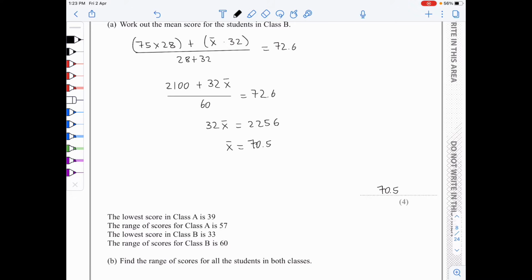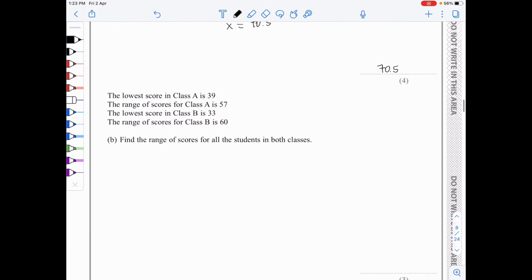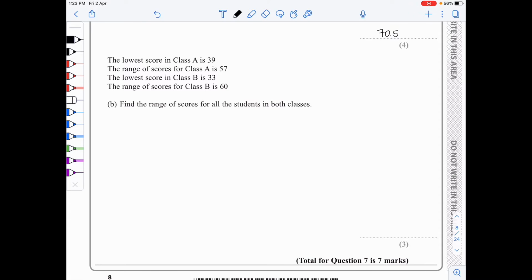Now, we are told that the lowest score in A is 39, the range of scores for A is 57, and correspondingly, the lowest score in B is 33 and the range in B is 60. Find the range of scores for all the students in both classes. So, we know that for class A, the lowest was 39 and the largest was 39 plus 57, which is equal to 96. And for B, the lowest is 33 and the highest is 33 plus 60, which is 93.